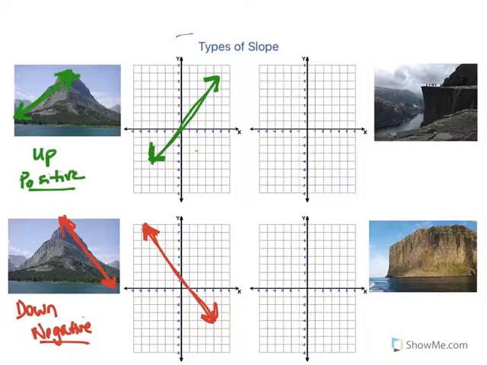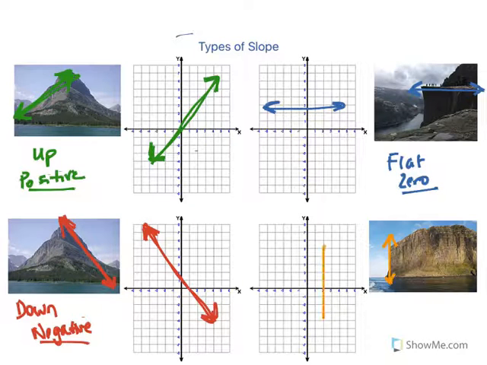What about if the mountain is flat, like this? We say that the line has a slope of 0. Hold on, that doesn't look like the word 0. If we have a cliff and it's straight up and down, the line would look like this, and we call it undefined.